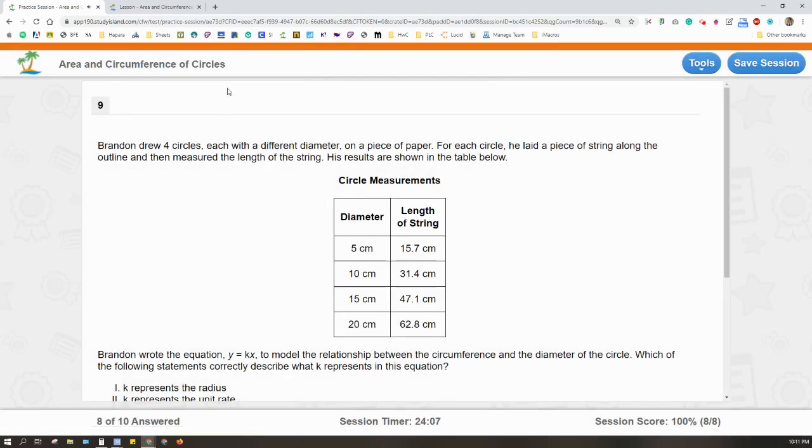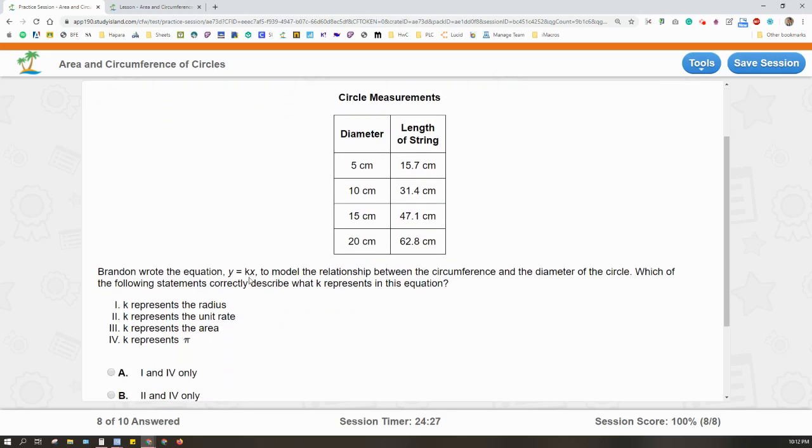Number 9, Brandon drew 4 circles, each with a different diameter on a piece of paper. For each circle, he laid a piece of string along the outline. That's the circumference. And then measured the length of the string. His results are shown in the table below. So he's got diameter, 5 centimeters, length of string, 15.7, etc. Brandon wrote the equation y equals k times x to model the relationship between the circumference and the diameter of the circle. Which of the following statements correctly describes what k represents in this equation?